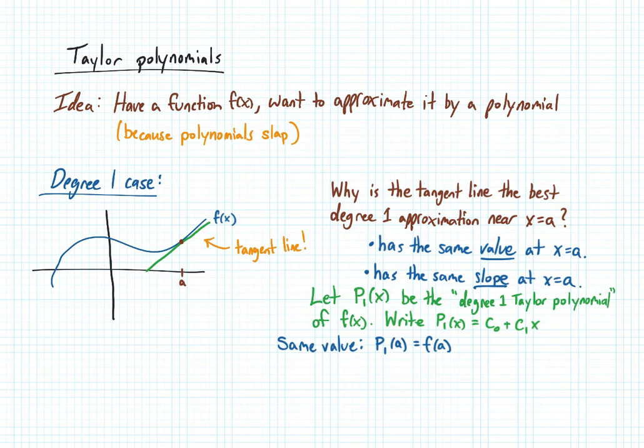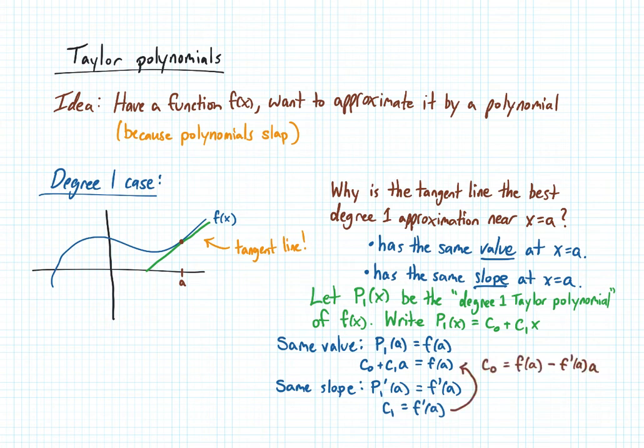So then, if we want this approximation to have the same value as f at x equals a, then that means that we want p1 of a to be equal to f of a. And when we plug that into the equation for p1 of x, then we get c0 plus c1a equals f of a. Now let's look at what it means for them to have the same slope. Well, that means that p1 prime of a equals f prime of a. But when you look at the formula for p1, you see that p1 prime is just c1. So we get that c1 equals f prime of a, and we can take that and plug it into the equation that we got earlier, and that will allow us to solve for c0 and get that c0 is f of a minus f prime of a times a.